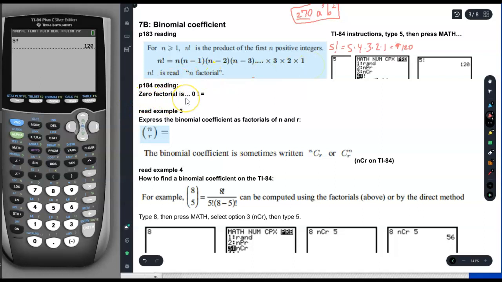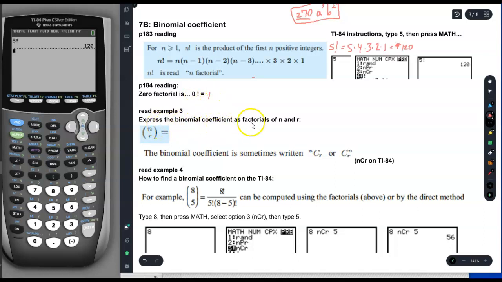Okay, 0 factorial. Just so that everything works out, 0 factorial happens to be 1 and not 0. Okay, so 0 factorial is 1. Just remember that. 0 factorial is 1. That's the only weird one. Okay, and of course you can't do factorials for decimals, and you can't do factorials for negative numbers.